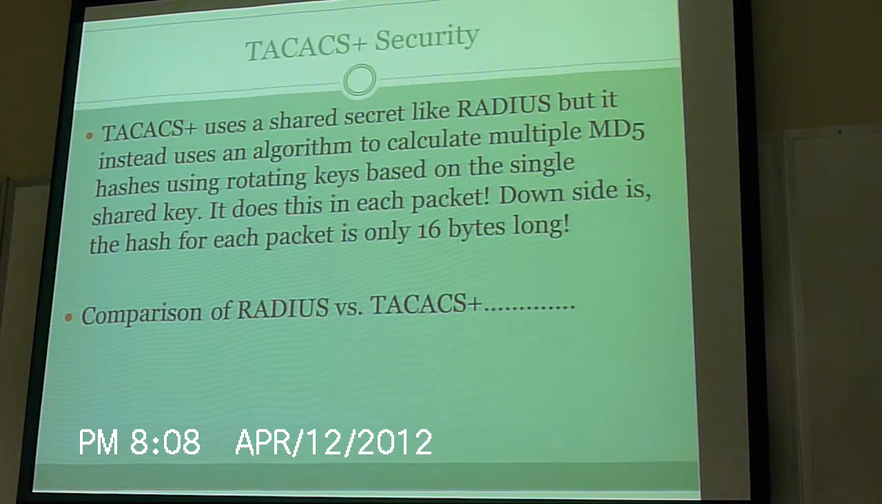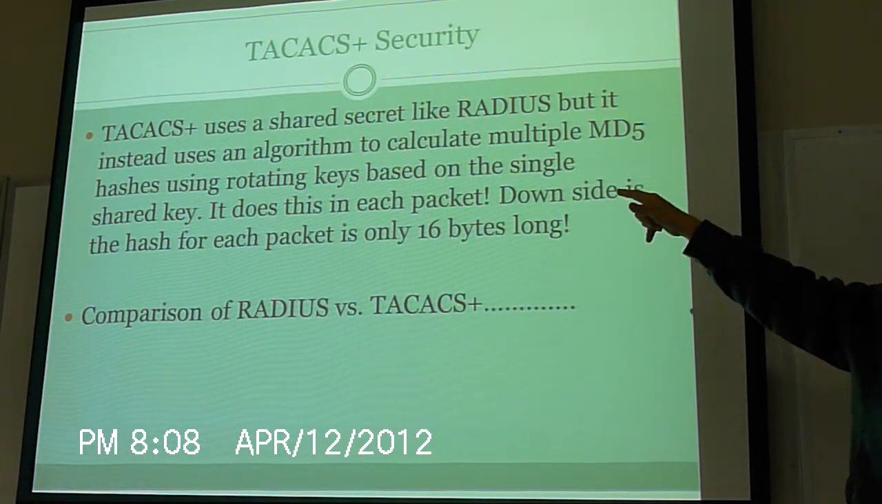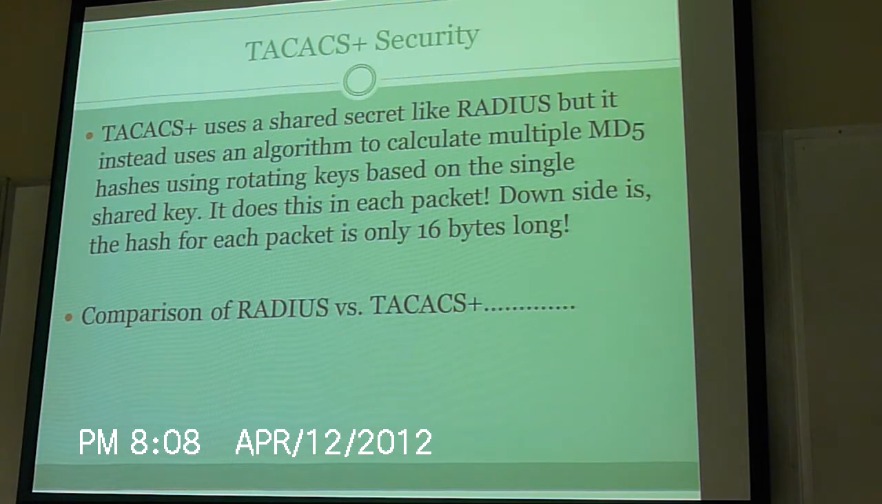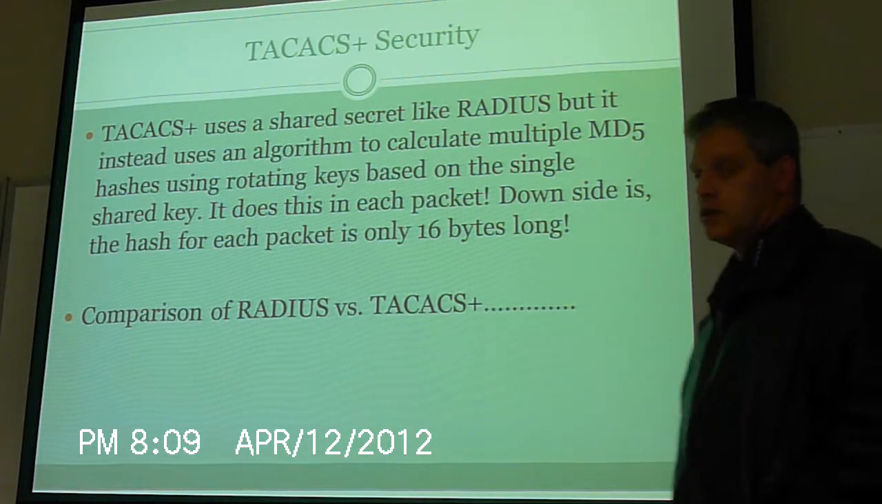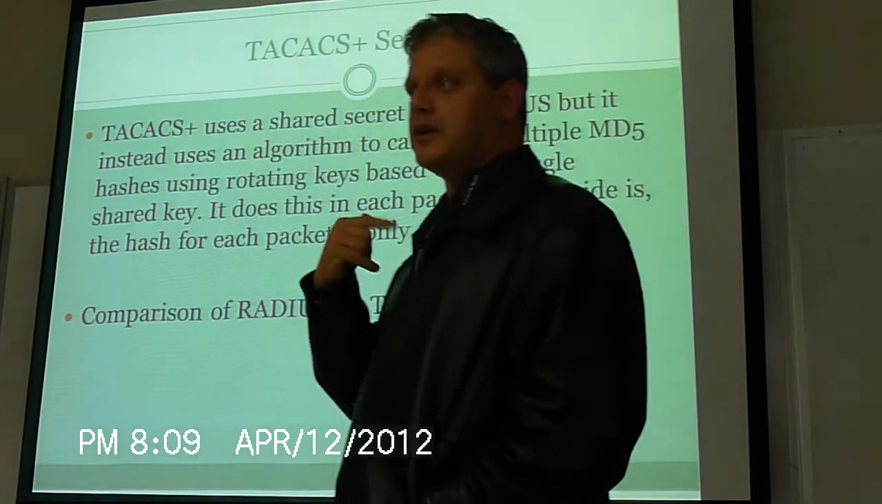TACACS uses a pre-shared key as well. All right, but it uses an algorithm to calculate multiple MD5 hashes using rotating keys based on the single shared key. It does this in each packet. The downside is the hash for each packet is only 16 bytes long. So if you capture enough packets, you can probably guess the key.